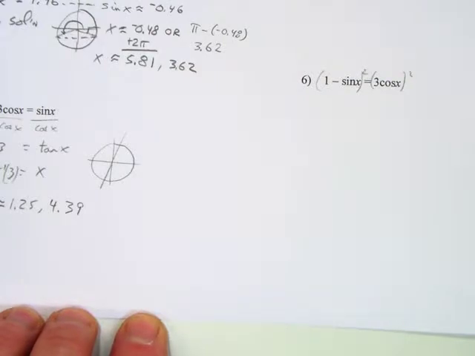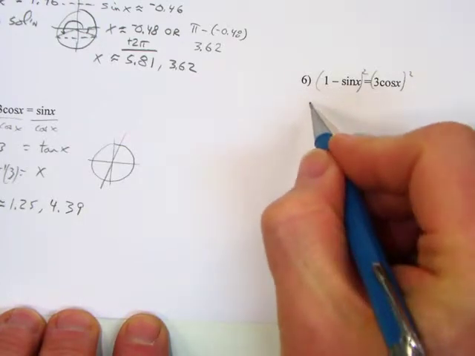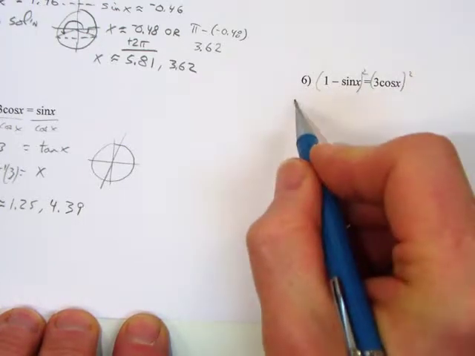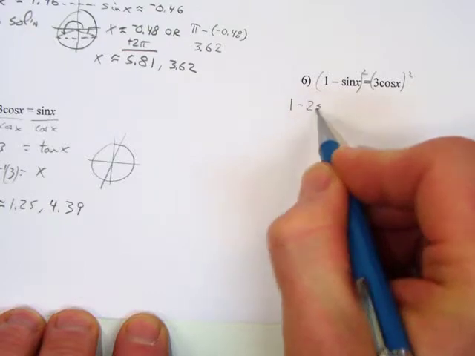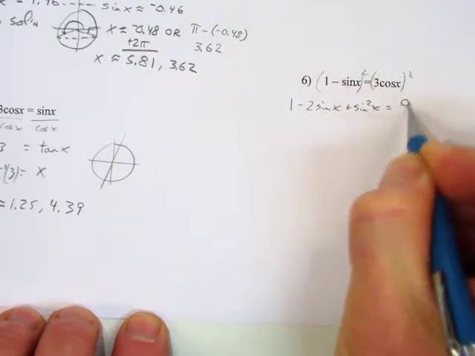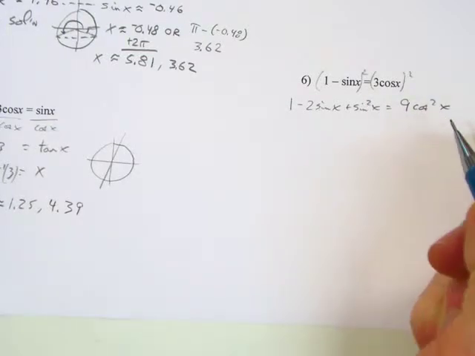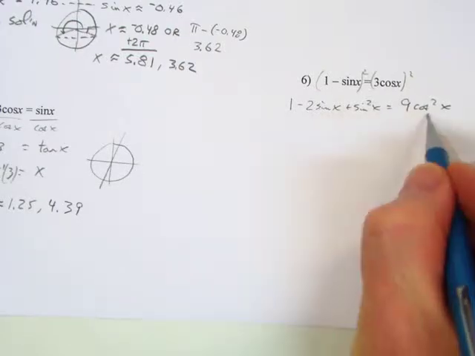Now you've got to be careful whenever we square things. We're going to introduce extraneous solutions, like we did back in chapter 1. So when we multiply this out, we'll have 1 minus 2 sine x plus sine squared x equals 9 cosine squared x. Now it puts it into a form that we can deal with, because we have a quadratic form, but we have this cosine squared.